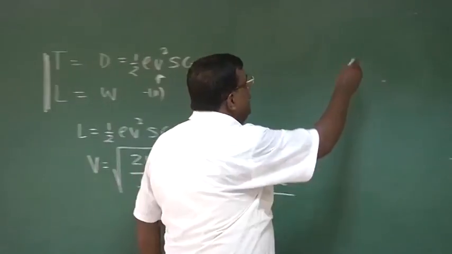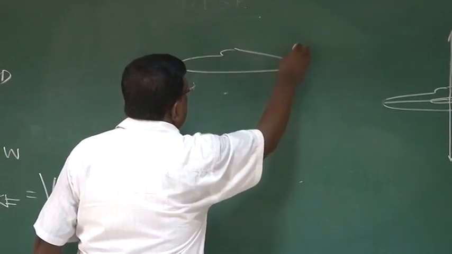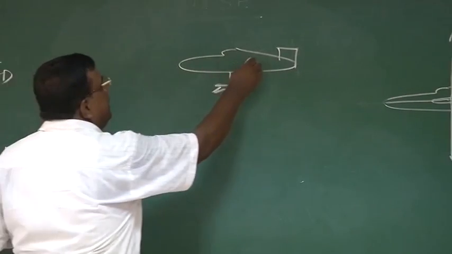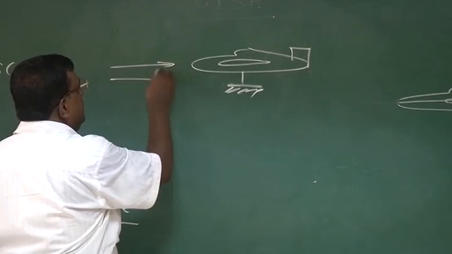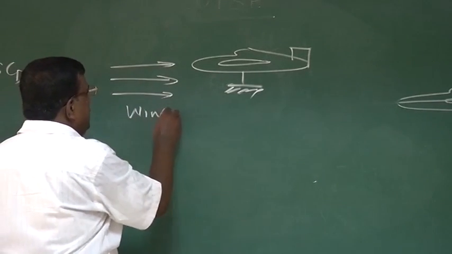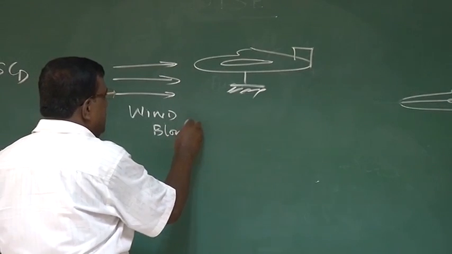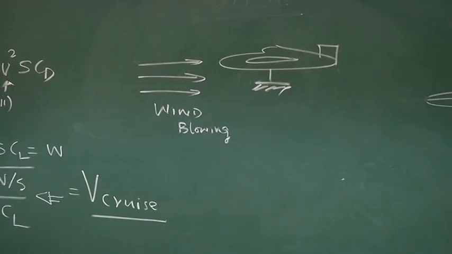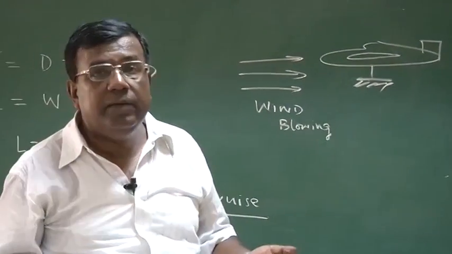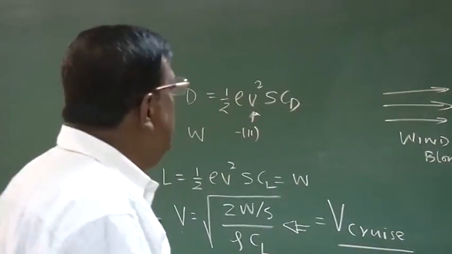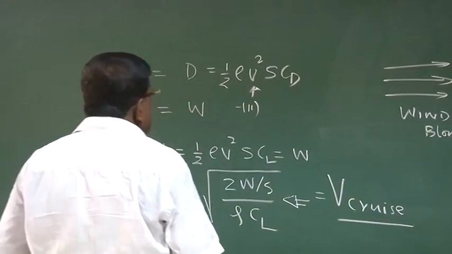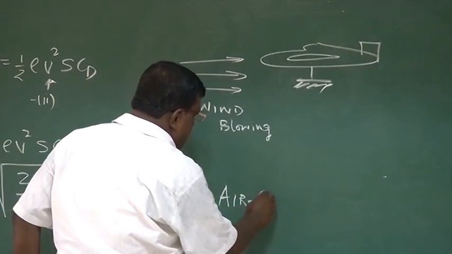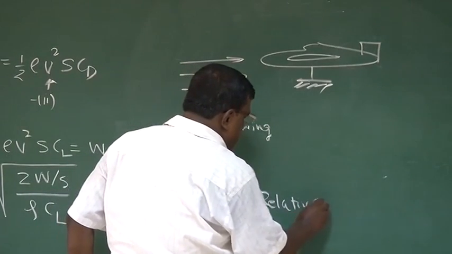That is meaning thereby, suppose the airplane is stationary on the ground, suppose I have fixed it on the ground, and there's a wing, and there's a wind blowing. It is possible, there's a wind blowing. So what is the speed of the airplane with respect to the ground? It is zero, it is fixed. However, it will produce lift because there is an air relative speed. So V cruise, we should be very clear, this is air relative speed.